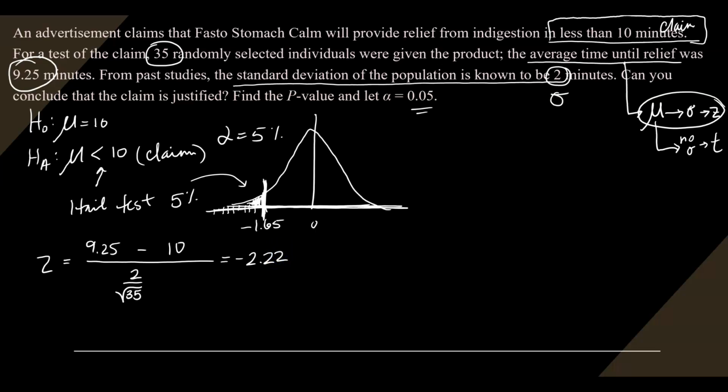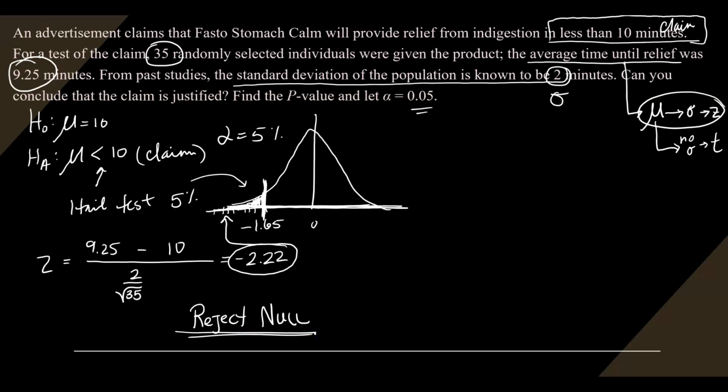Now I am comparing my test value to my critical value. My critical value is negative 1.65. My test value is further out to the left. It ends up in the critical region. Therefore, my conclusion here is to reject my null. Remember, we can only reject or fail to reject the null. So my conclusion is to reject the null.